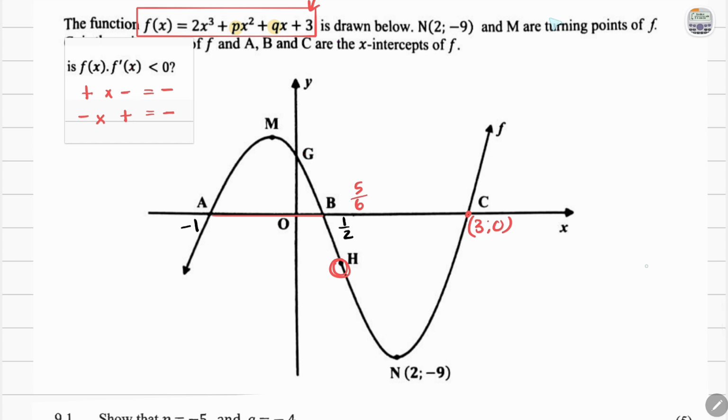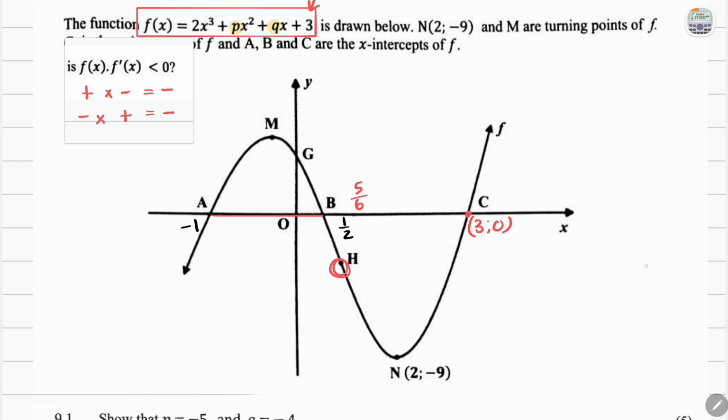If f prime of x is negative, all this means is that this is the place where the graph is decreasing, because decreasing functions have negative gradients. Okay, so let's look for the places where first, it'll be easier to work with the f prime first. So where is the graph of f decreasing?